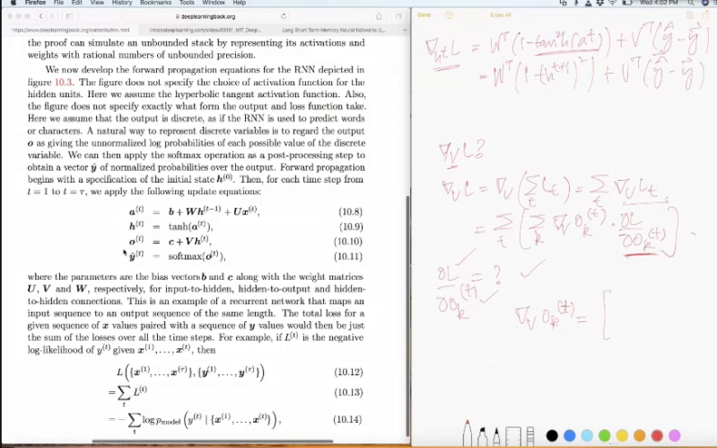So I want to compute this. This is a scalar variable, the kth component of the output, and its derivative with respect to matrix V. So this is going to be a matrix whose entries are partial derivatives with respect to V. So its ijth entry is this.